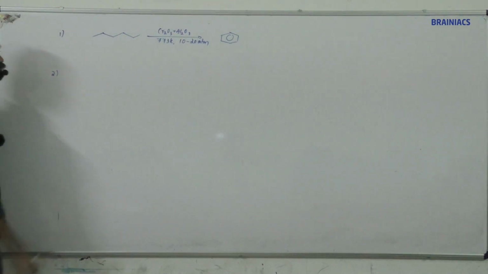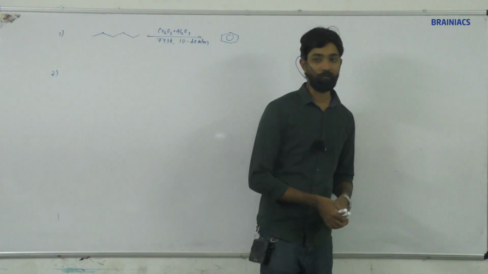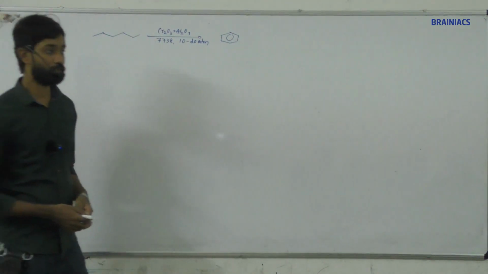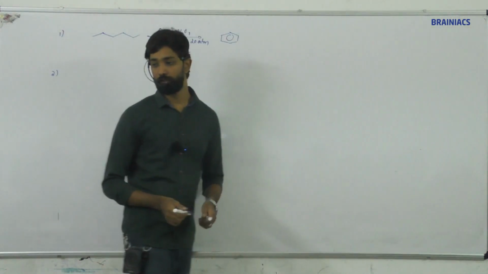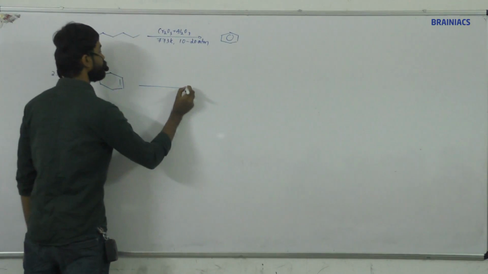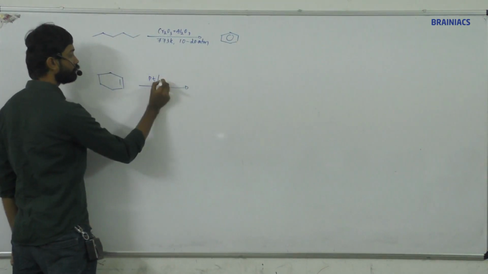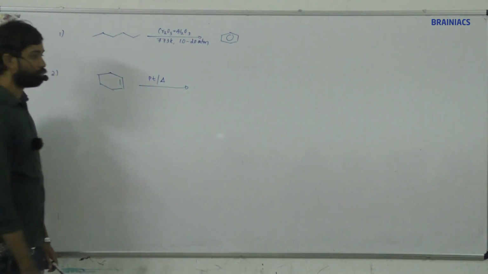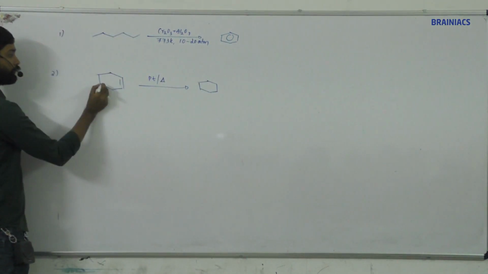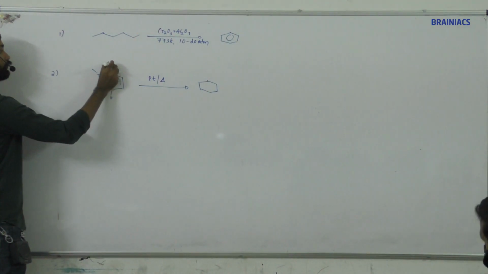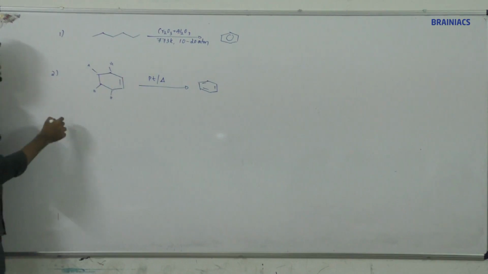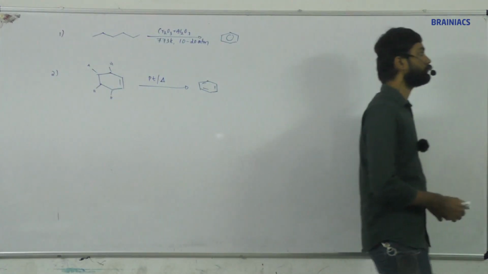So the second: dehydrogenation of cyclohexene. You have a cyclohexene like this, which can be dehydrogenated in the presence of platinum, followed by heating. So it is dehydrogenated from here to give benzene.